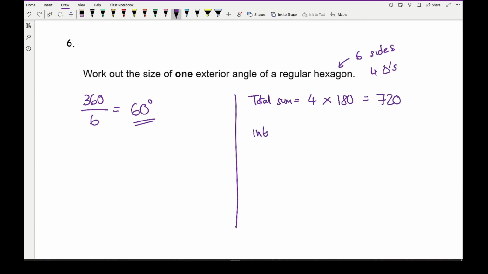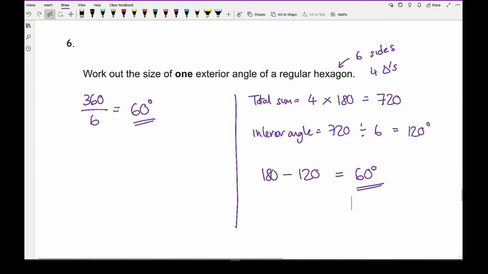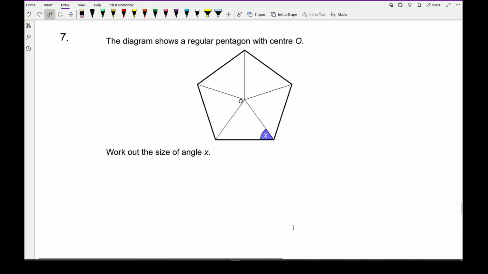So an interior angle is going to be 720 divided by 6, which gives me an answer of 120. And then I need to do 180 minus 120 equals 60, and there is my final answer, because again an exterior angle and an interior angle are on a straight line, so I just need to take away from 180. Either method is going to be absolutely fine. So let's have a look at question 7.